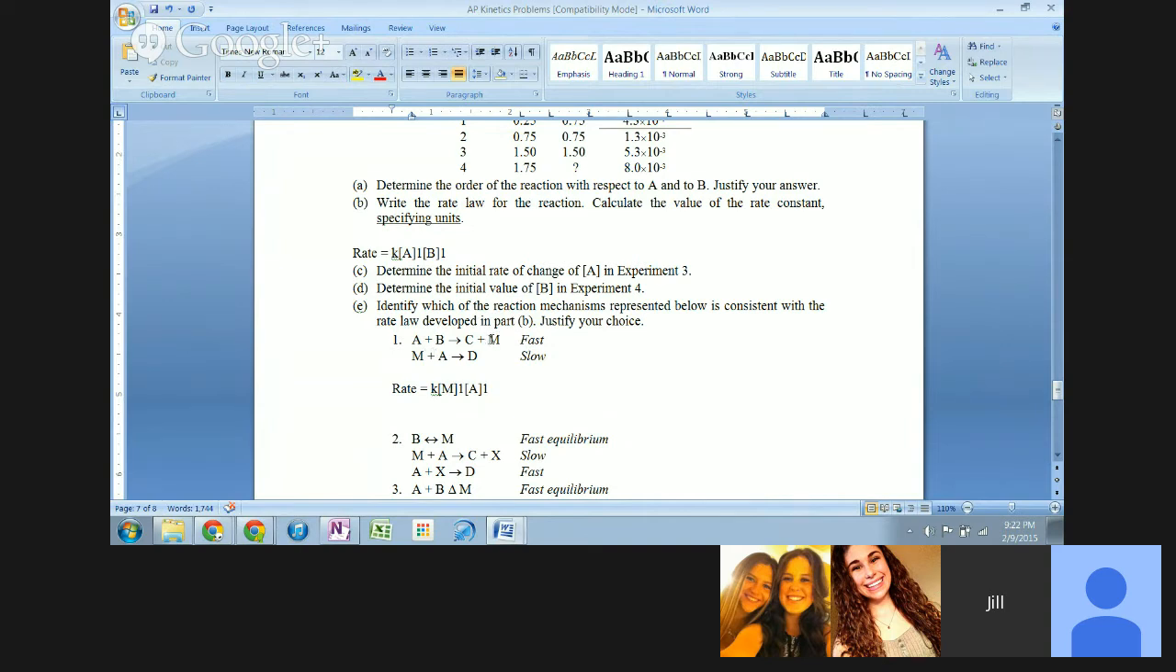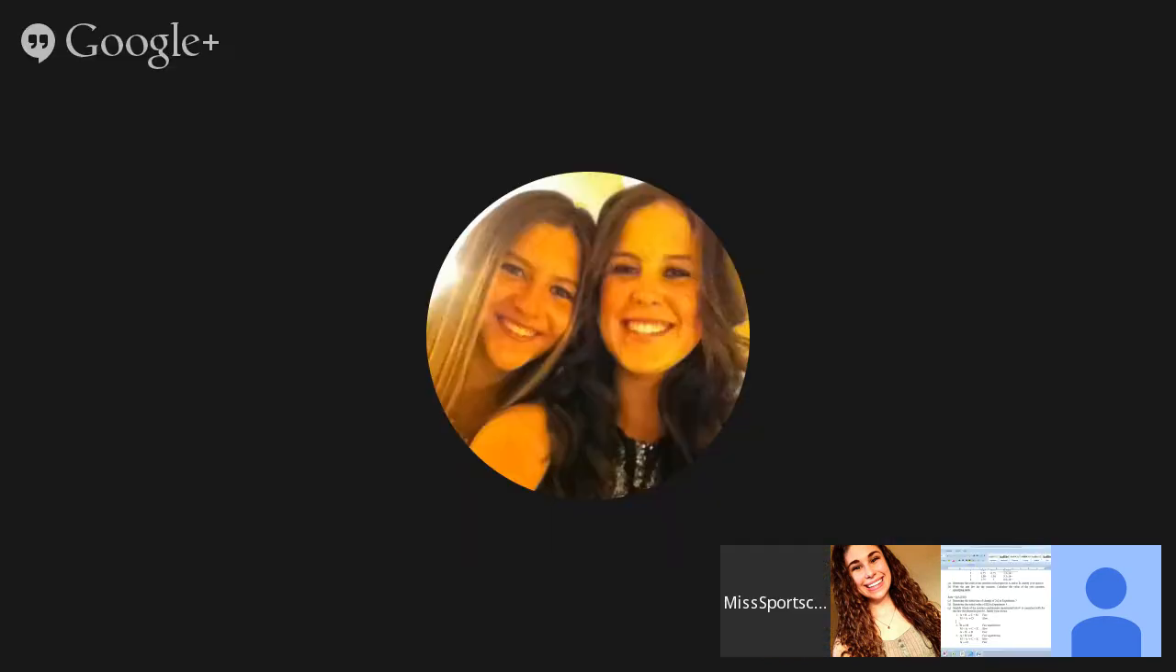So you go back to that and you say, well, what made the M? It was actually A and B colliding with each other, which made C and M. So M would be replaced with A and B, because those are the two things that collided to make the M. So rewriting that, you'd have rate equals k times A to the second times B to the first, which is not consistent with what we found from experimental data. So number 1 is wrong.